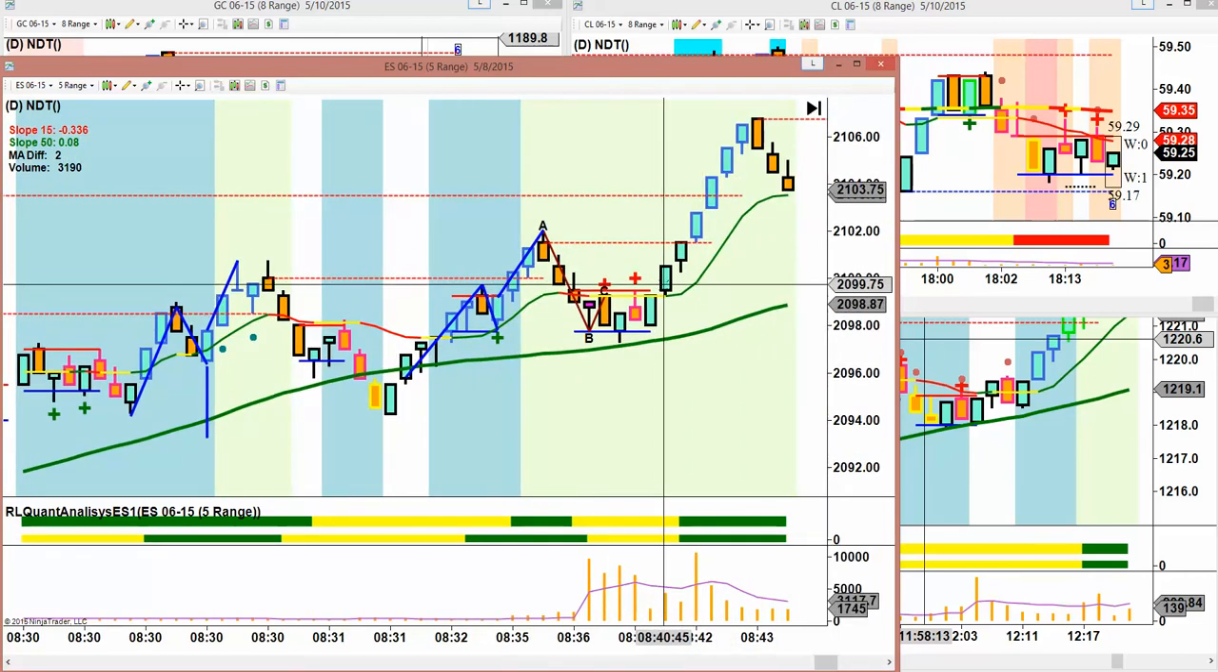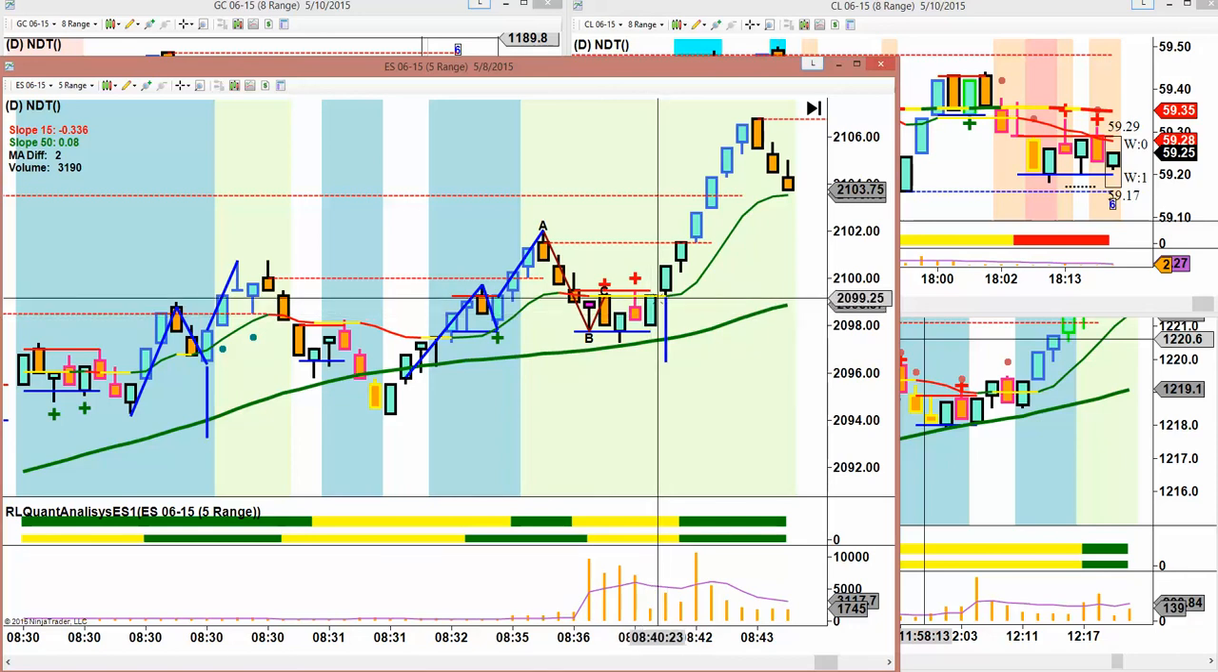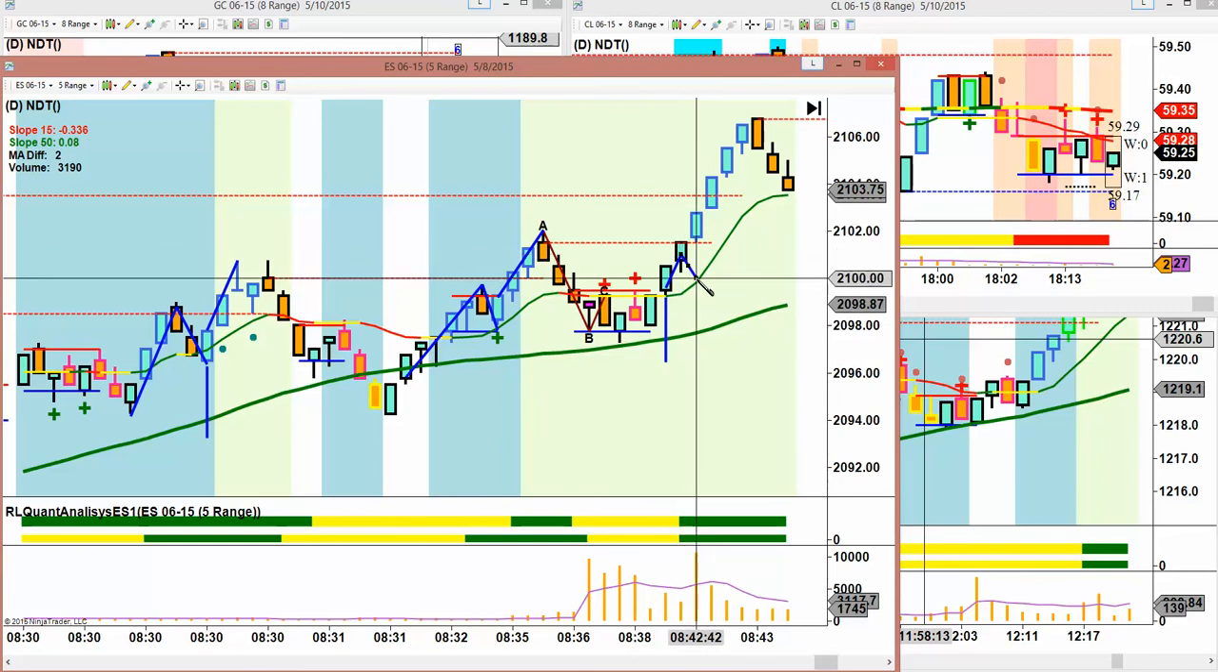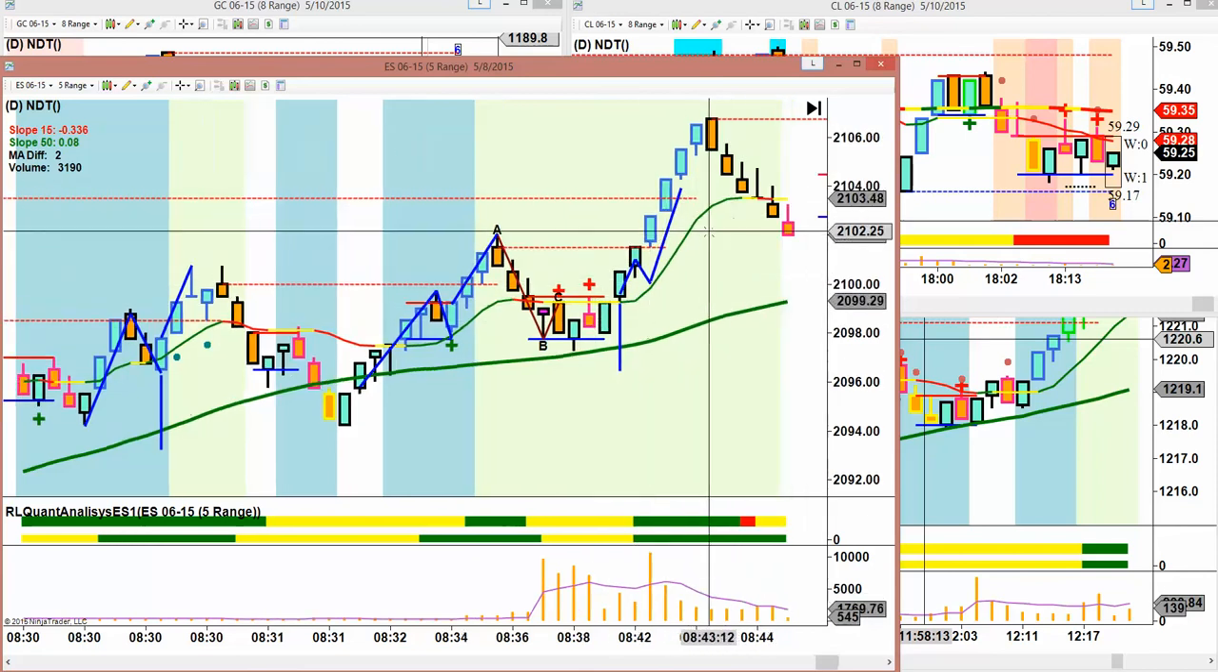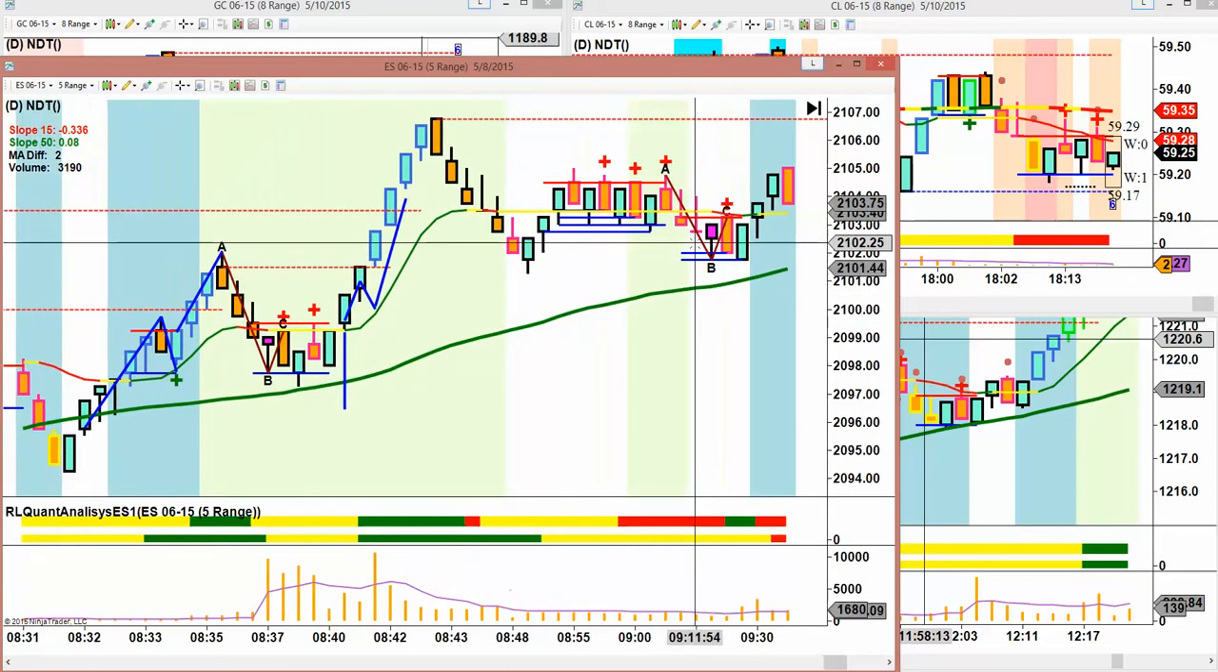Now here's unfortunately a trade we can't take. Dual quants are yellow, modified 15 is yellow. We're hoping we're going to get a pullback into support and a move up, but we don't get it. It just goes straight up, and we don't have a tradable entry.